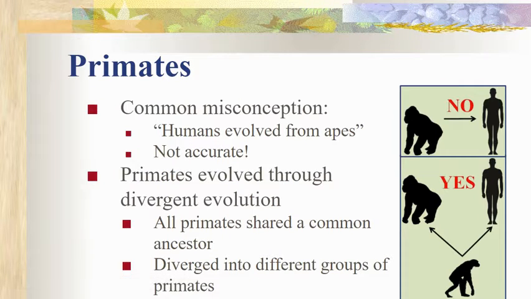A common misconception when it comes to primate evolution is that humans evolved from apes. That is not accurate. Instead, primates evolved through divergent evolution. If you remember divergent evolution from the last section, that means that there's a common ancestor that splits into different groups. And so all primates shared a common ancestor and then diverged into all the different groups of primates. So all the primates have a common ancestor, but they've all been evolving and changing over time to their current forms.